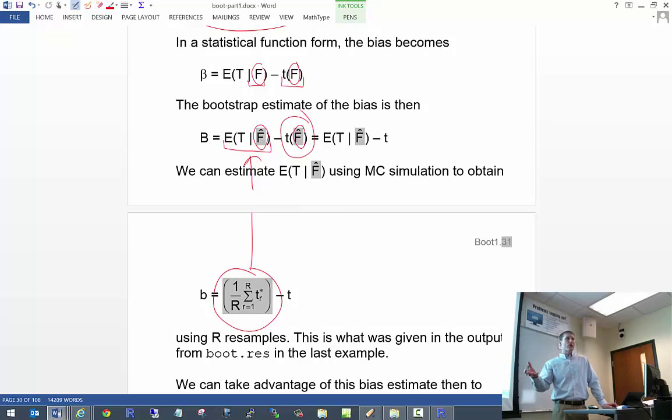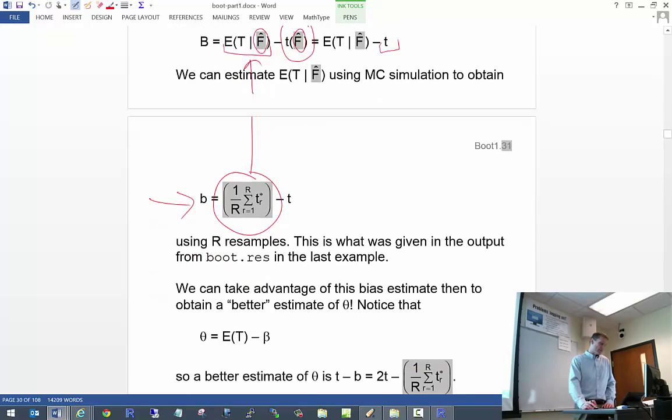And we showed a very simple example with the sample mean, when we had the population mean versus the sample mean for the statistical function. And so what this ends up meaning then is that T of F hat is your original statistic of interest T. So what we would actually calculate then in practice for the estimate of the bias is the average of your T stars minus T. And that tells you information about is your statistic biased or not.